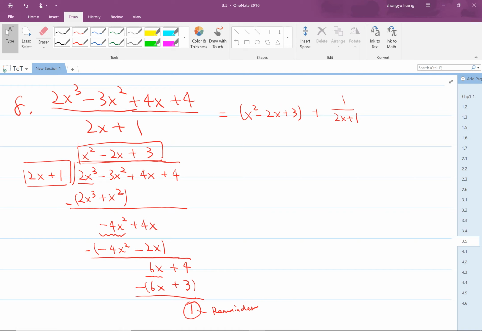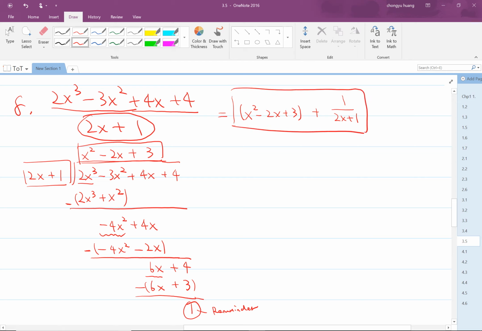As I told you guys before, the first part of the solution definitely has to be x squared minus 2x plus 3, right? And the other part of the solution is the remainder. How you write the remainder is, the remainder over here is 1, so it's going to be 1 over 2x plus 1. So this is the full solution. So this part is the full solution for question 8.